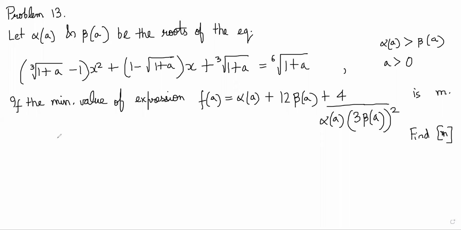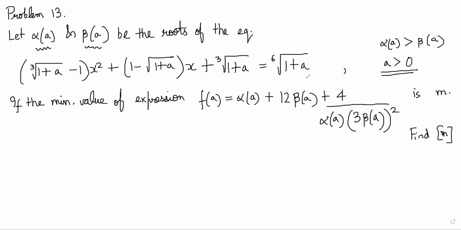Hi. In this question, this is an equation problem. We have a complicated looking equation whose roots are alpha as a function of a and beta as a function of a. And we have a greater than 0. A is greater than 0 condition is given so that the roots are always defined.